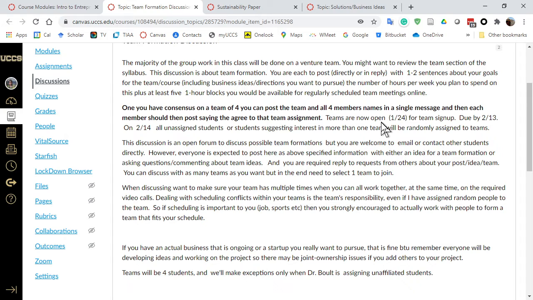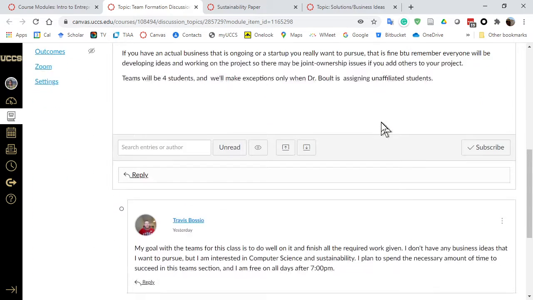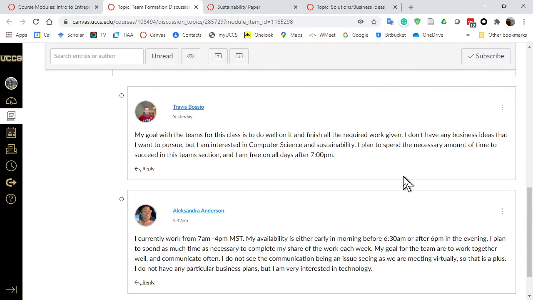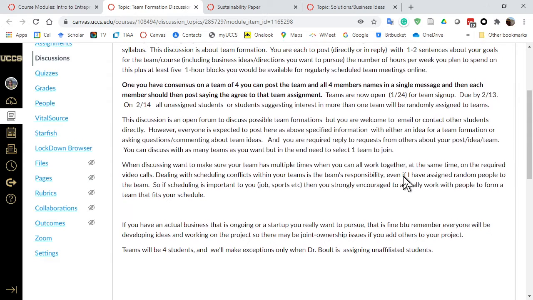Now, when you're going to go through this, it doesn't really matter if you don't have a business idea. You still have to post. Your post might be, actually, as one of these already says, he wants to do well in the class. So this is from Travis. He doesn't have any business ideas. He's interested in computer science sustainability. He's going to do what it takes to do well in this, and he's free after 7 every day. So that's a perfectly good initial post.